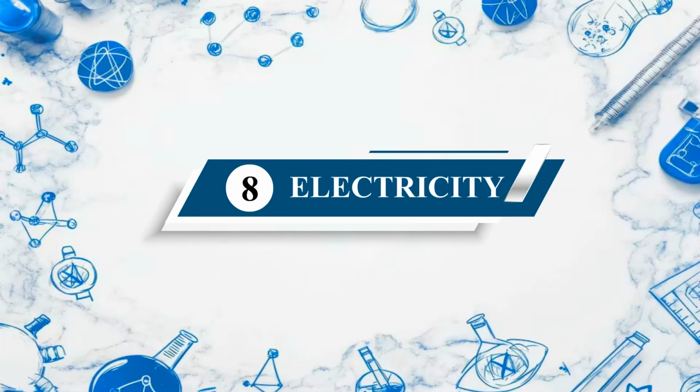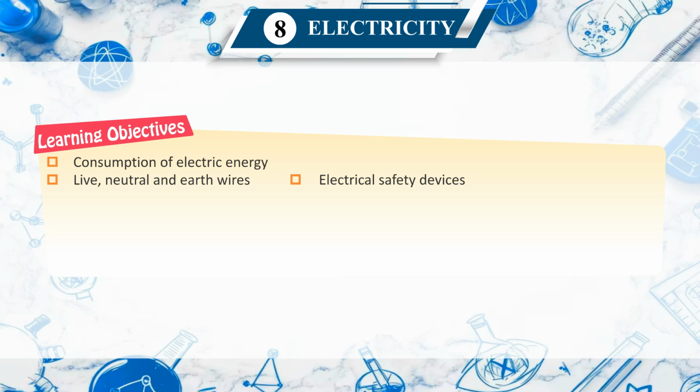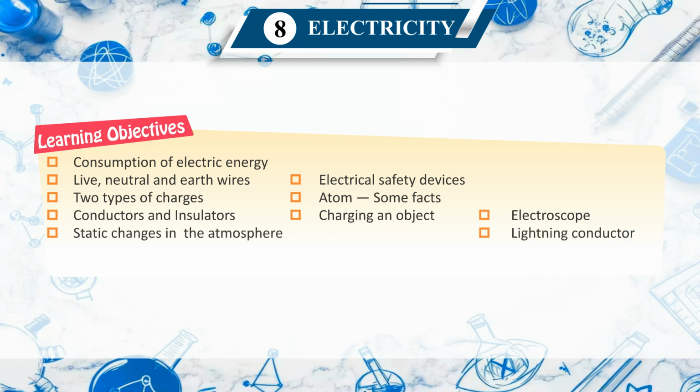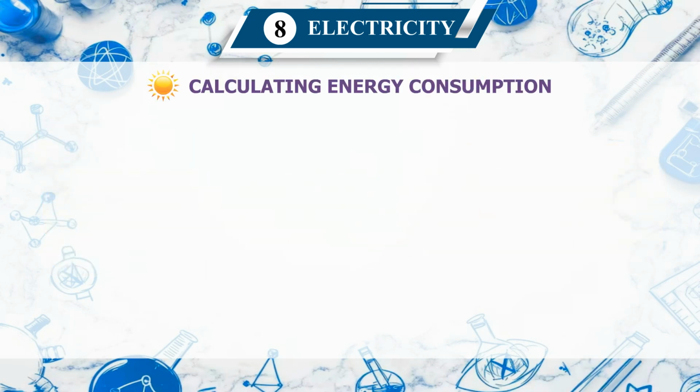Chapter 8: Electricity. Learning objectives: Consumption of electric energy. Live, neutral and earth wires. Electrical safety devices. Two types of charges. Atom, some facts. Conductors and insulators. Charging an object. Electroscope. Static charges in the atmosphere. Lightning conductor. Directions of conventional current and electronic current. Battery construction, grouping of cells. Dangers of electricity. Calculating energy consumption.